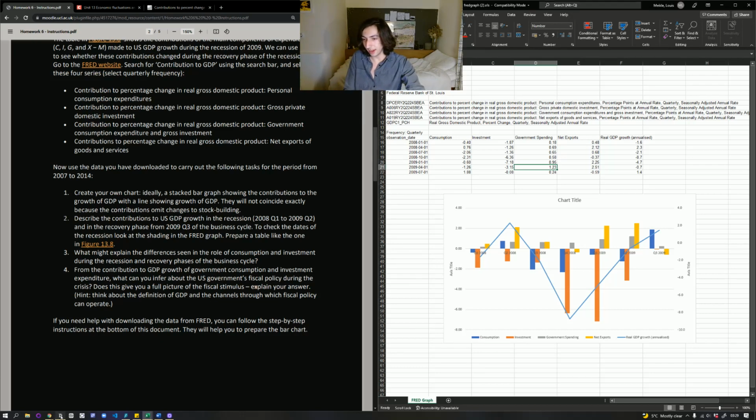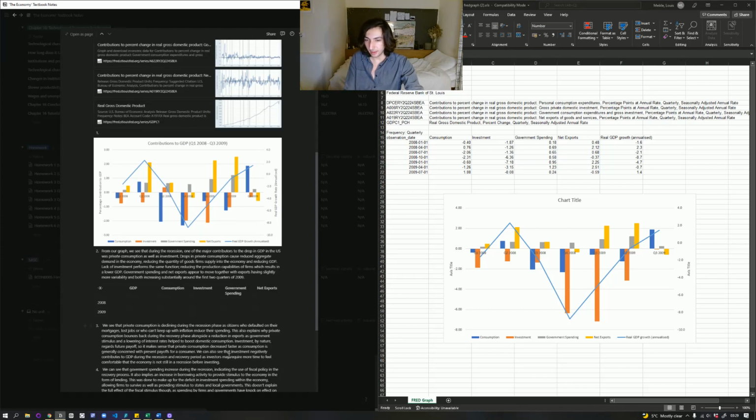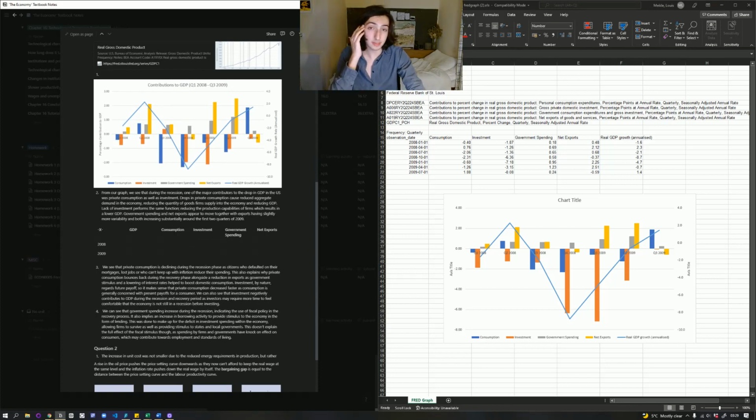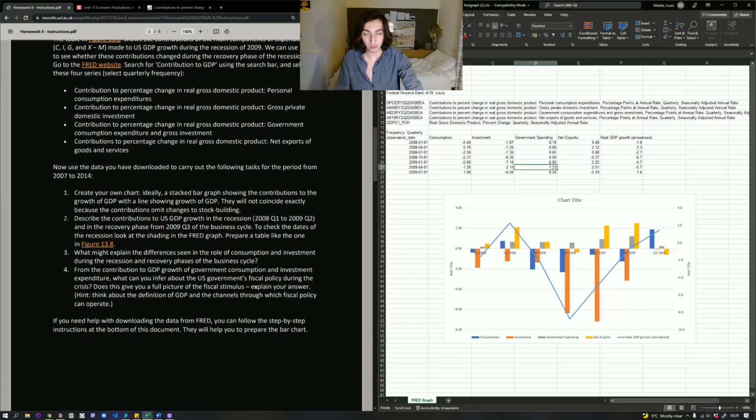So that's what I'm seeing. What did I actually write, though? You can also see that if governments are perhaps providing fiscal stimulus to states who have suffered during the crisis, or even local governments and local businesses, that stimulus is also going to have knock-on effects. So another part of this question, which says, does this give you a full picture? It also tells us to think about the definition of GDP and the channels through which fiscal policy can operate.